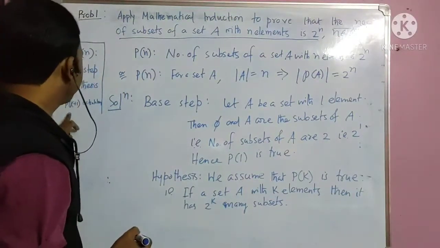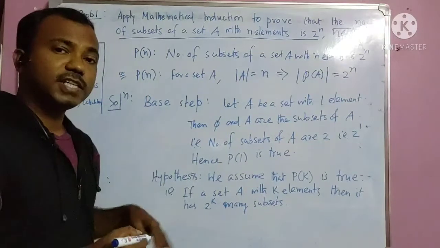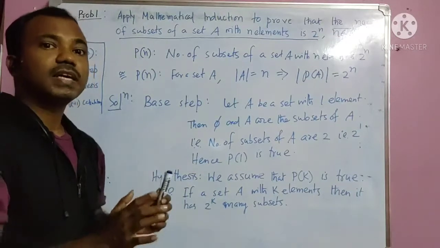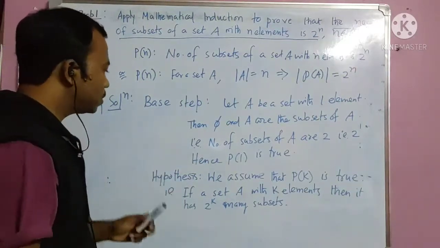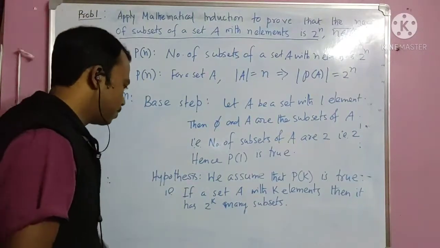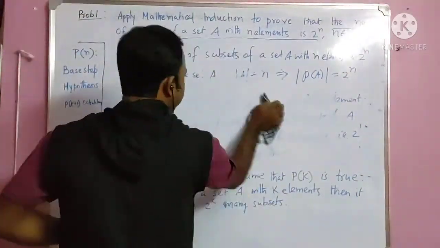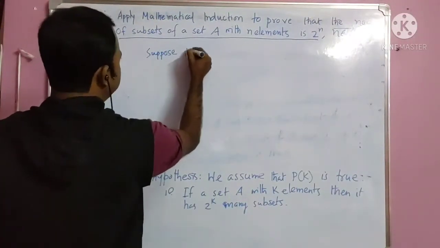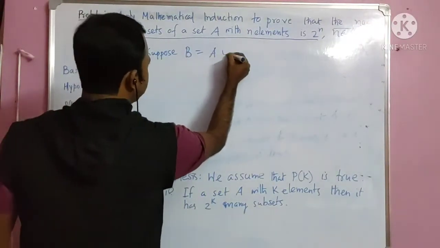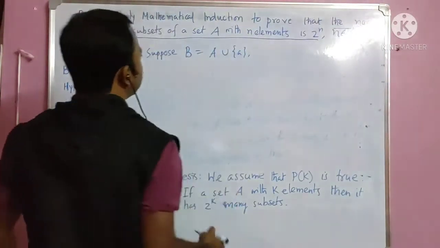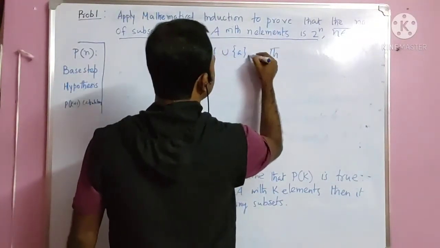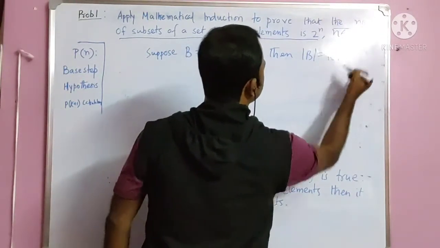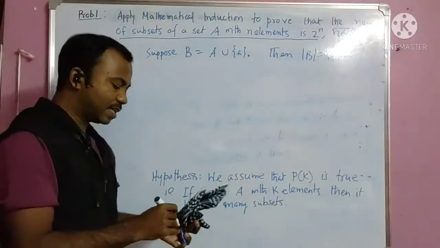Now the final step: we have to calculate P(k+1). So what is P(k+1)? It says if you have a set with k+1 elements, then this result is also true. We have to show that. For that, suppose B equals A union {a}, then |B| equals k+1. So we got a set which has k+1 elements.